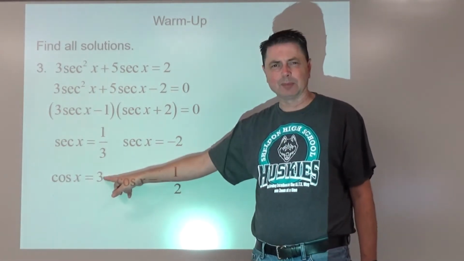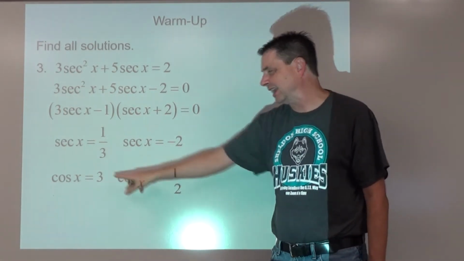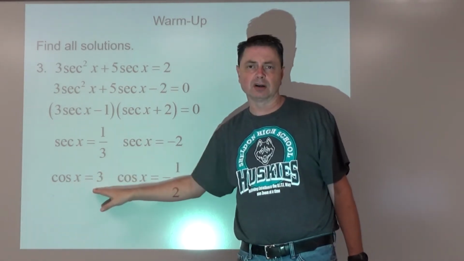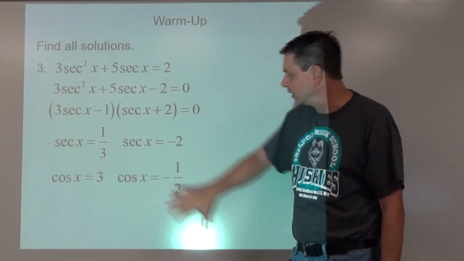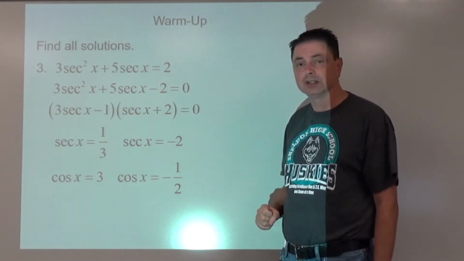I don't think that can happen. If we remember our cosine graph, the highest that it went was 1. It can never get to 3. If you try to do inverse on your calculator, it's probably going to say some sort of an error, domain error, or something like that. But this one we can do. In fact, we don't even need a calculator. That's a unit circle value.